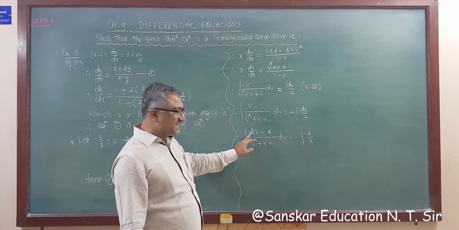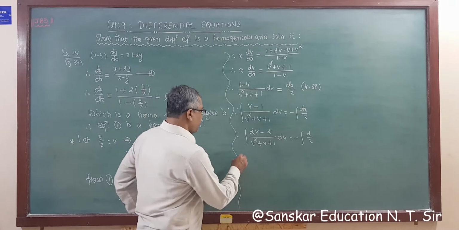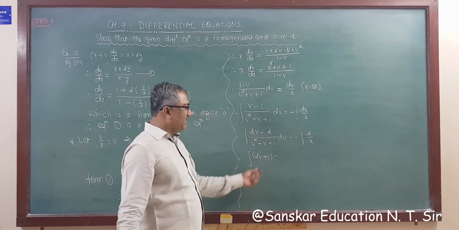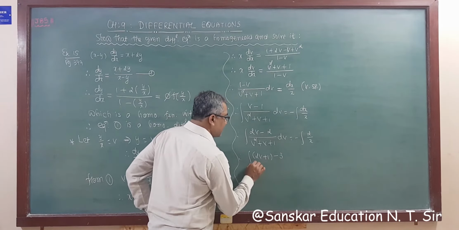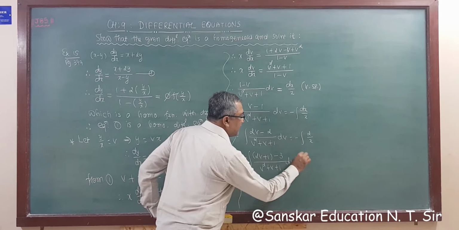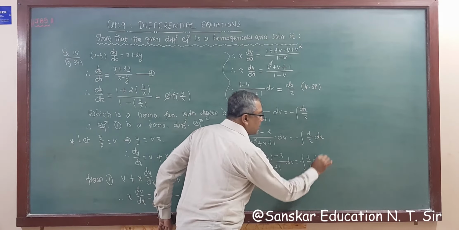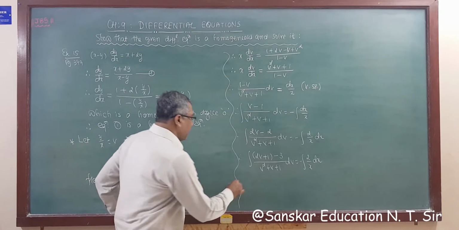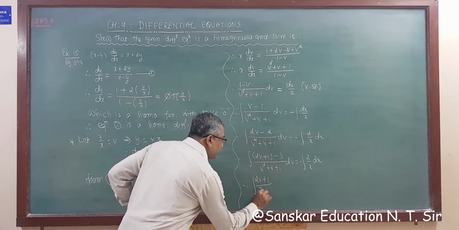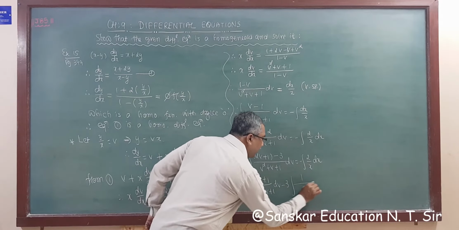Now the derivative of the denominator is twice v plus 1. We need plus 1, so we have to subtract 1 also. So this is twice v plus 1, and what we need here is minus 3. So adding and subtracting 1, this is v square plus v plus 1 dv is equal to minus 2 upon dx by x. Sorry, I missed out dx here. Now separating, we get integration twice v plus 1 upon v square plus v plus 1 dv, minus 3, which is constant, integration 1 upon v square plus v plus 1.